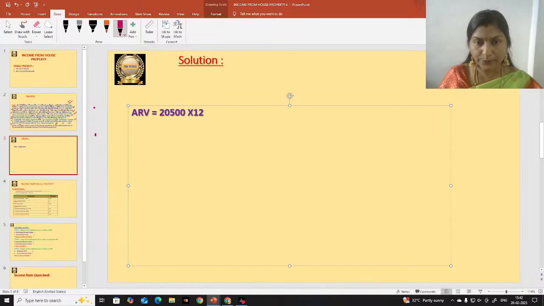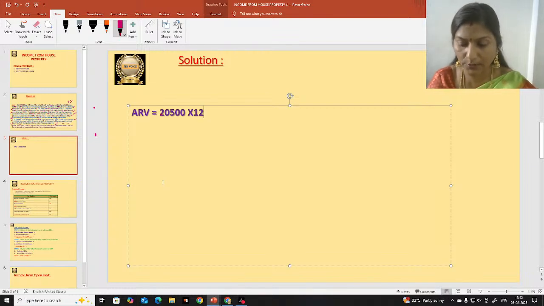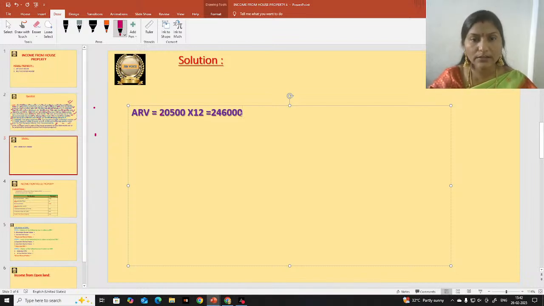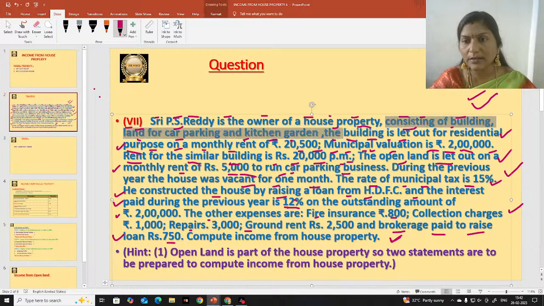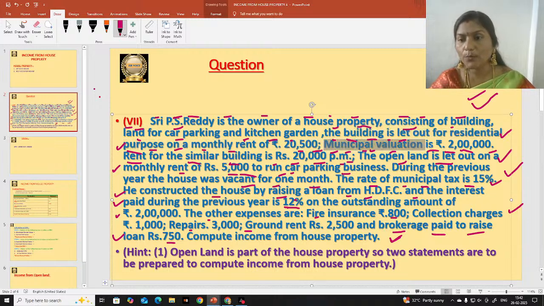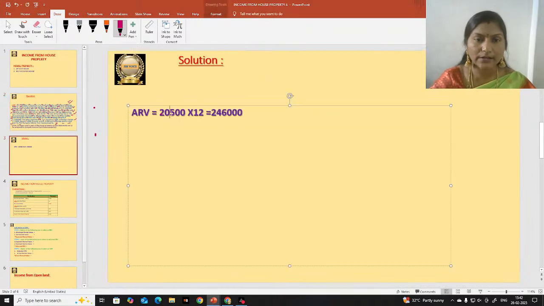Let us go there. So here 20,500 into 12. It is 2,46,000, students. Okay, so next let us go and record the next one. ARV is 2,46,000, and the next one is what? Here you can see the building is let out for residential purpose on a monthly rent of 20,500. We recorded that, and we took it for 12 months. Municipal valuation means MRV.